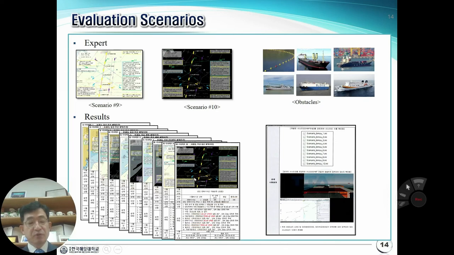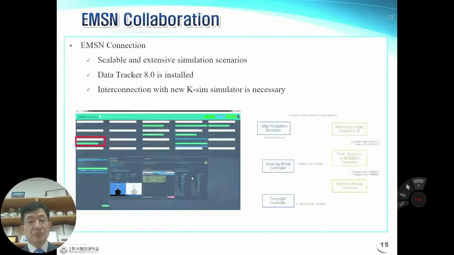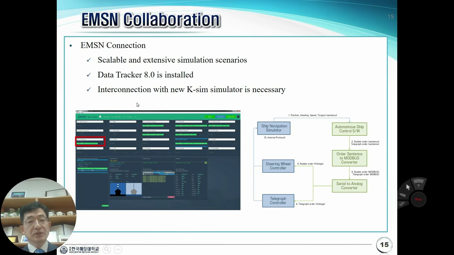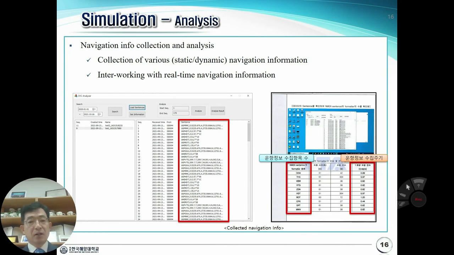This is an example of how we can test, and the test results. For the EMS connections, as we mentioned, we are going to develop more complex and scalable test simulations. For this purpose, we interconnect with EMSN, and Data Tracker 8.0 is installed, and more interconnections need to be developed in the future. And then we are collecting all the navigation information in real time, and using this information, the evaluation can be performed.